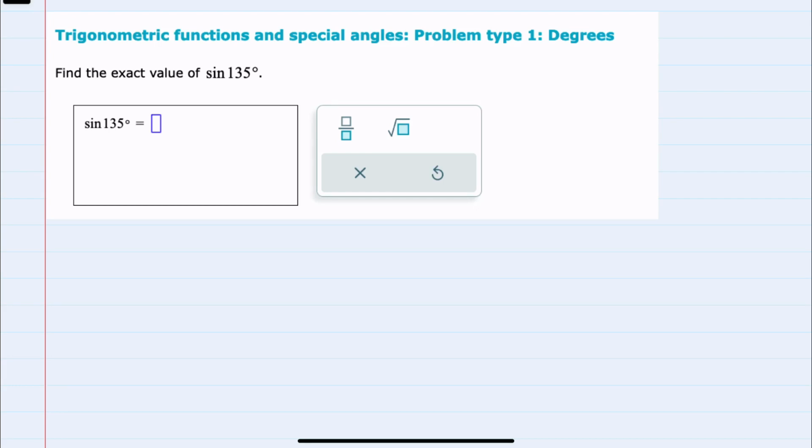In this video, I'll be helping you with the ALEKS problem type called Trigonometric Functions and Special Angles, problem type 1, degrees. We're asked to find the exact value of the sine of 135 degrees.